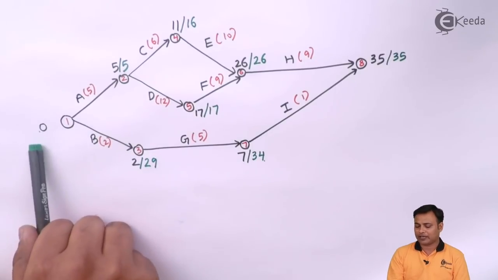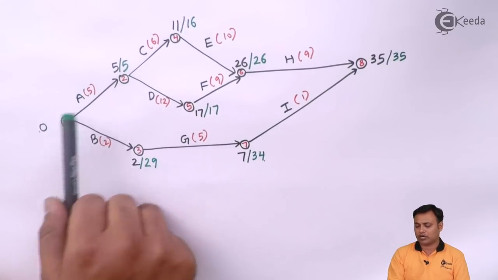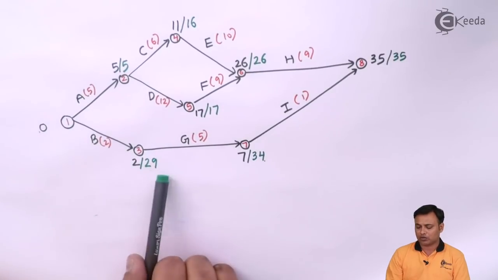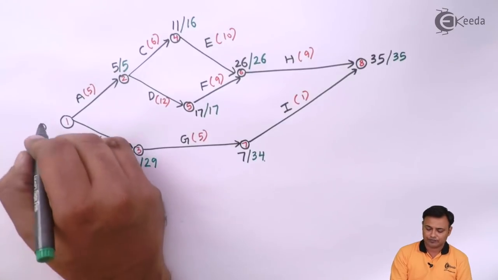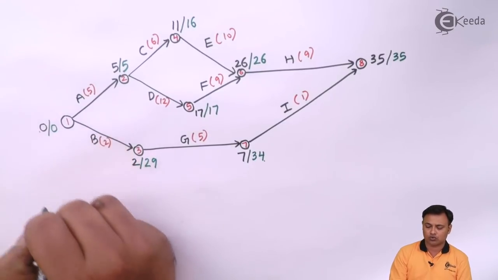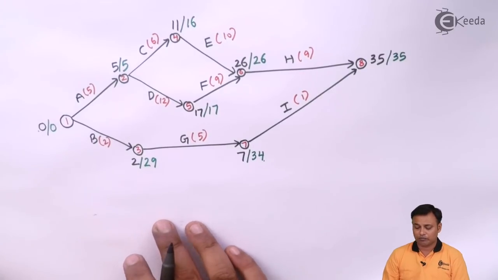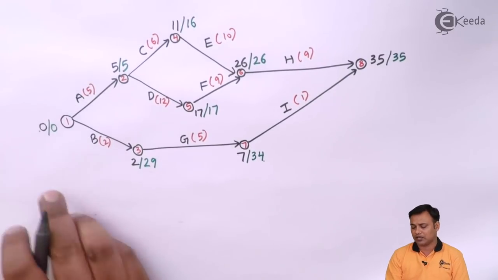And at 1 I can come back from 2 to 1 or 3 to 1. If I come from 2 to 1, then 5 minus 5 is 0. If I come from 3 to 1, 29 minus 2 is 27. Whichever is lower comes to 0. It will always be 0 at the initial stage. It won't be like "this is 0 or this is 1", that won't happen.